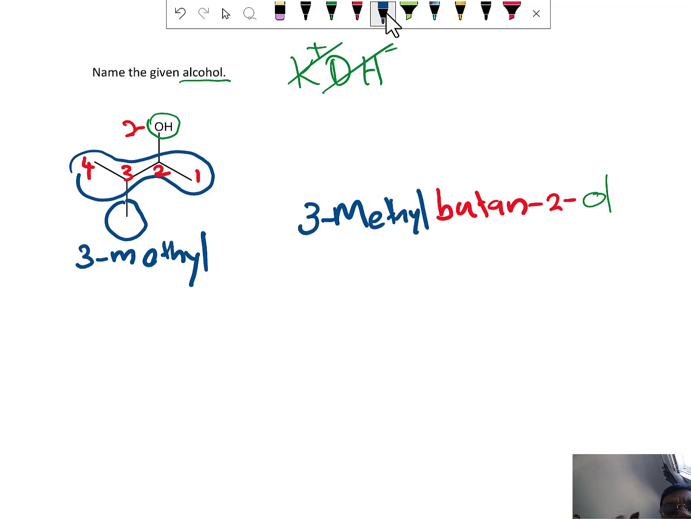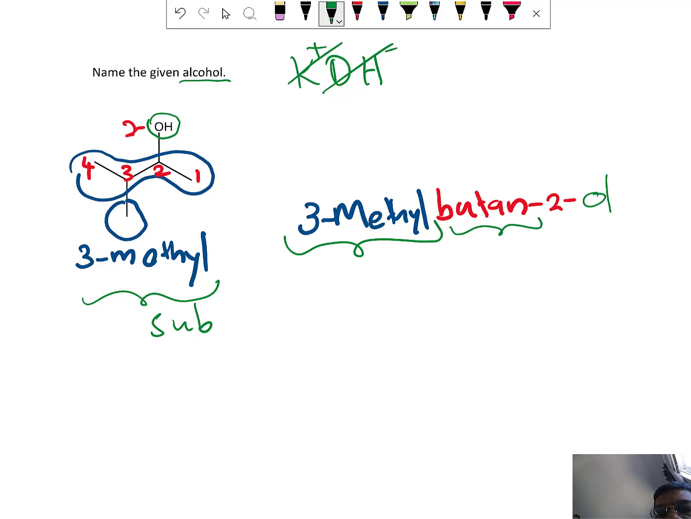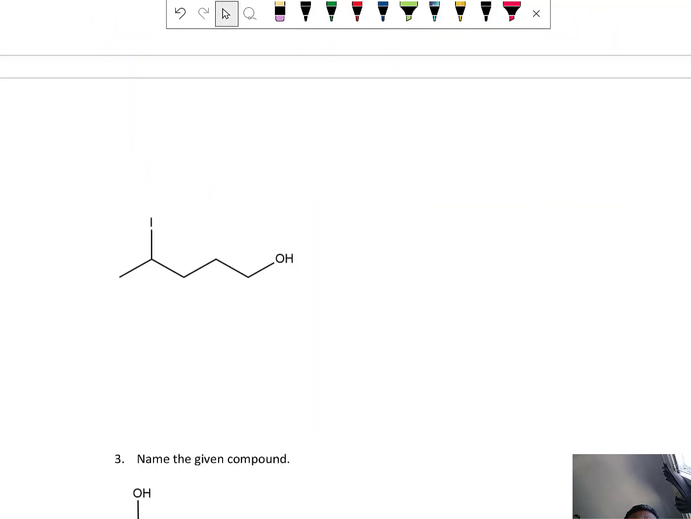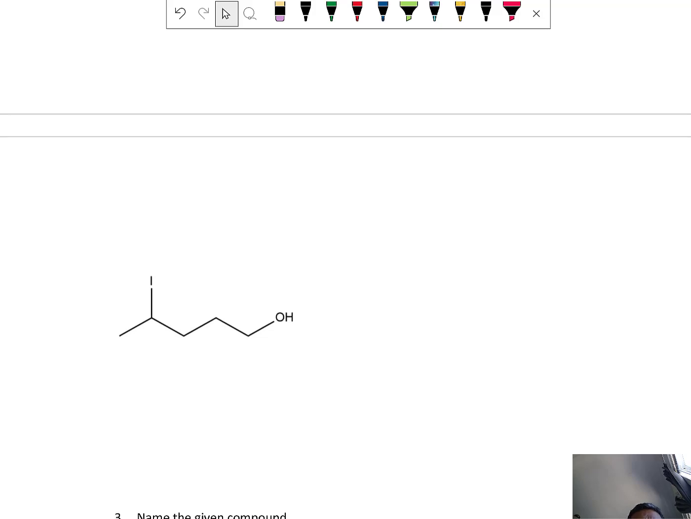This one also, if you need, cut them into pieces. Substituent is, this is the sub, right? Substituent is 3-methyl. And then the main chain is butane, and then the functional group is second position, ol, right? You see how we break down. Take your time, okay? And let's do this question.